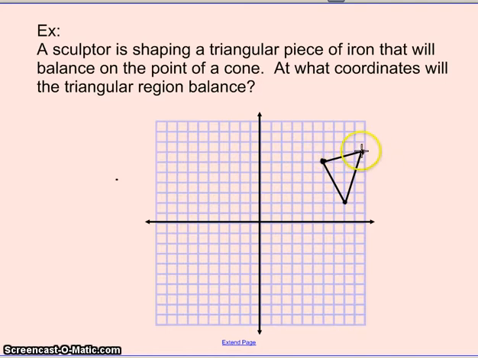Okay, so we want to find the centroid basically. So we want to start from the vertex and go to the midpoint of the opposite side. So notice that I go over 1 and down 2, over 1 and down 2. So this must be the midpoint right here. So I could go ahead and draw that one in.